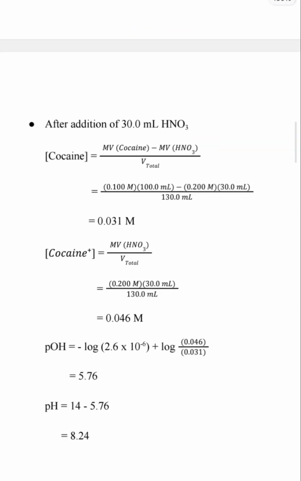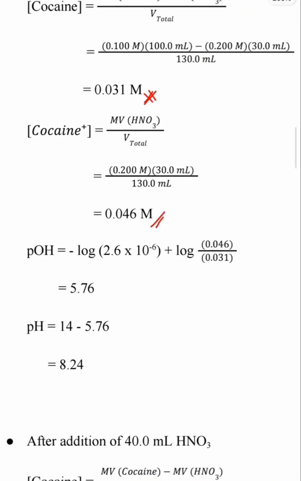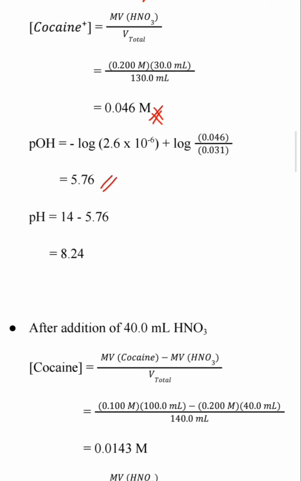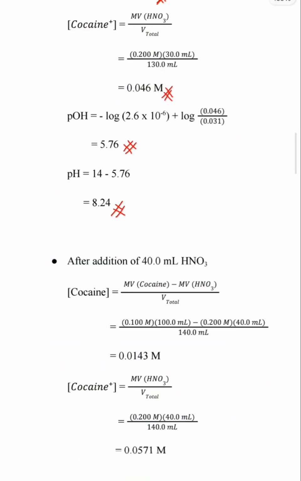Move on to after addition of 30 ml of nitric acid. The concentration of the cocaine is 0.031 molarity. The concentration of the cocaine positive is 0.046 molarity. The value of the pOH is 5.76 and the value of the pH is 8.24.